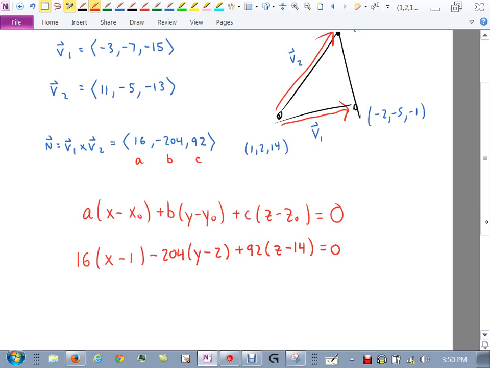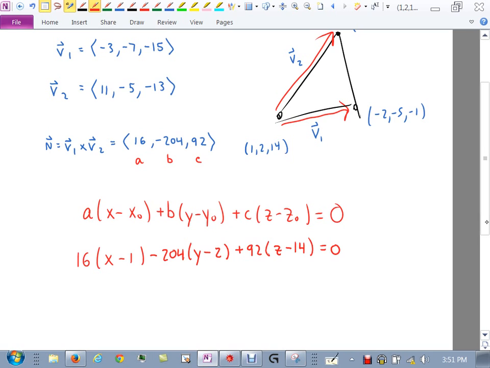Well, I can make sure I typed in the vectors correct. I know the calculator did the cross product. 11, 5. Yeah. Negative 204, 92. Yeah. Okay. So this is the equation of the plane.